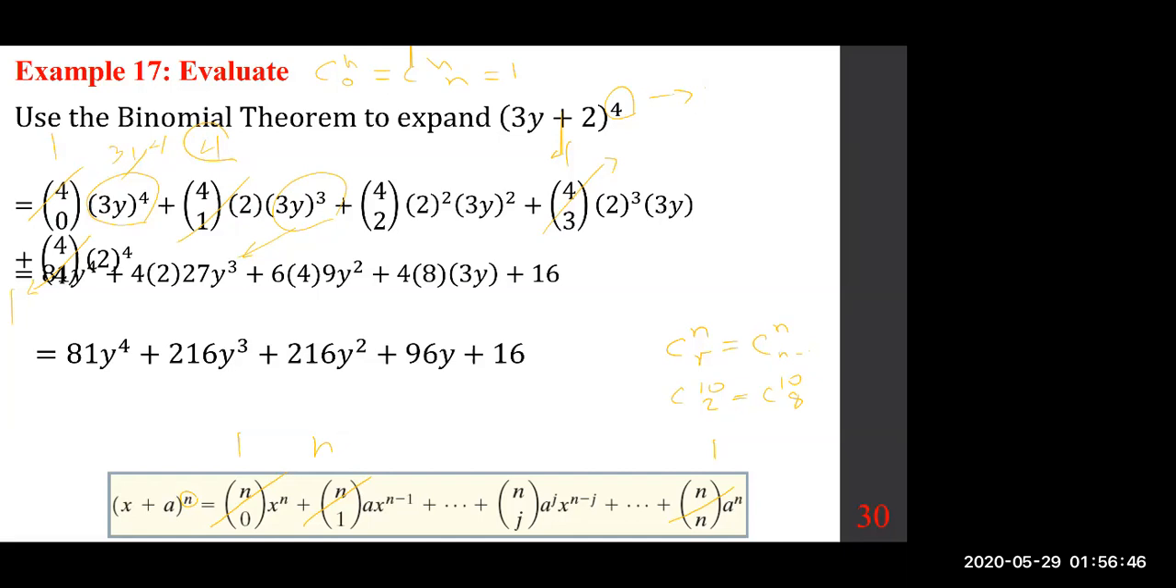Okay. Now, C4,2 ends up being 6. You can show that. And then 2 squared is 4. 3y squared is 9y squared, and so on and so forth. And this is the final answer that you have. So I hope everybody is following and everybody is okay with this. Are there any questions so far?